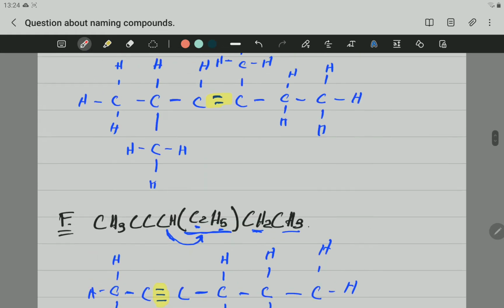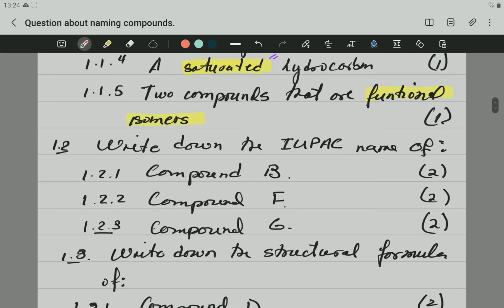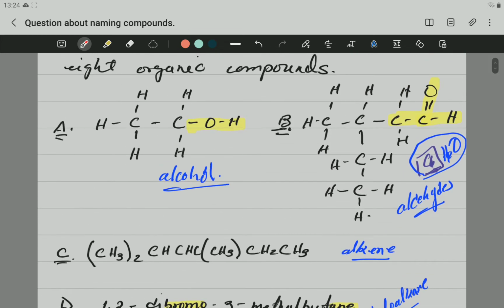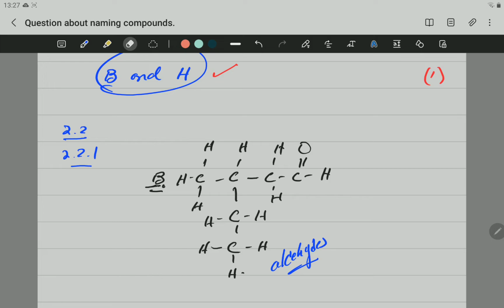Okay, let's go to question 1.2. Write down the IUPAC name of compound B. So compound B is the aldehyde we already have. Let's just write it there so we can quickly name this compound. So here is compound B. Let's follow the steps, but real quick because we made videos on this one already. We already identified it's an aldehyde, and therefore the compound will finish in -al.